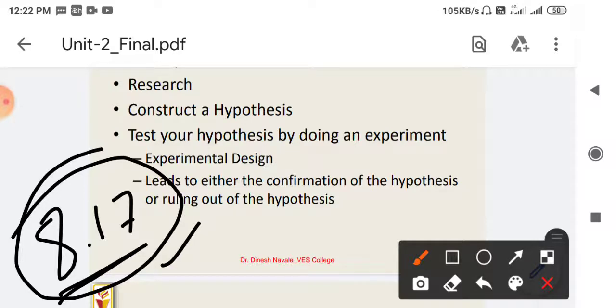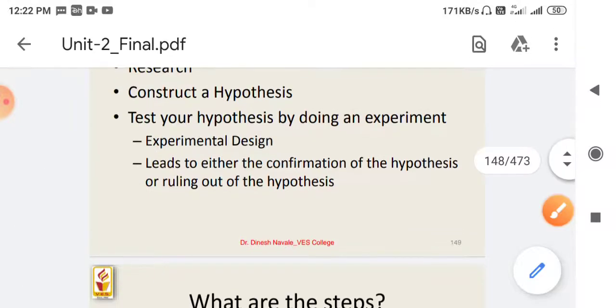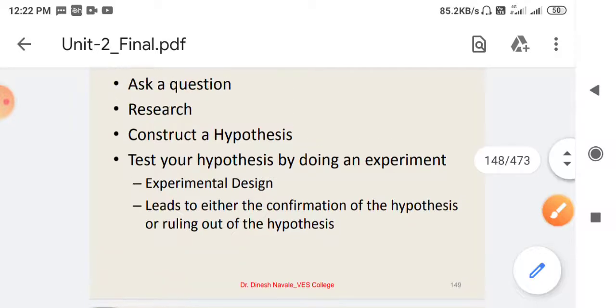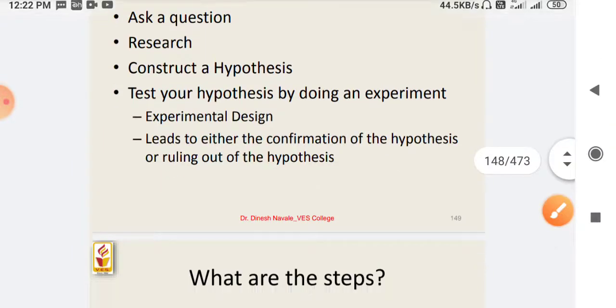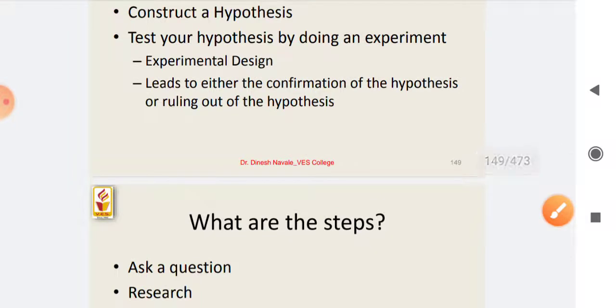But if we are getting a pH in this range, we should reject the hypothesis, and we need to develop another hypothesis which will give you this range of pH values. So we need to redesign our hypothesis if the experiment shows different results.